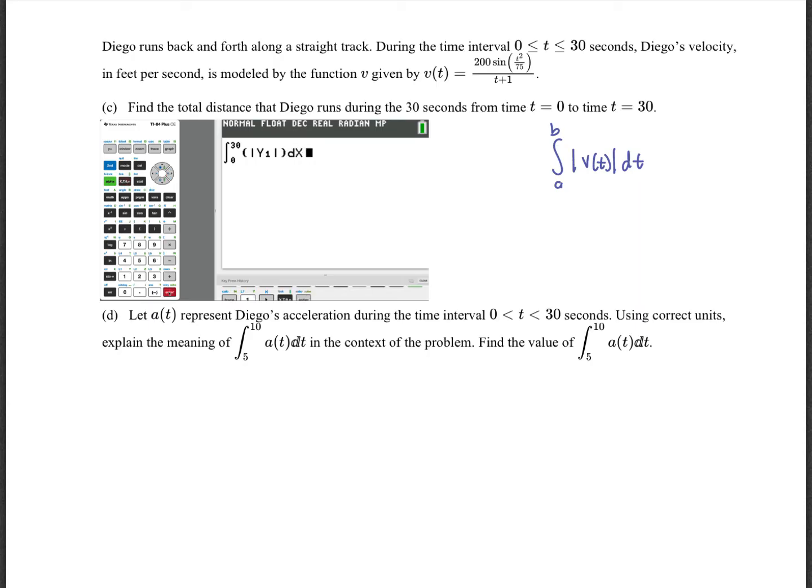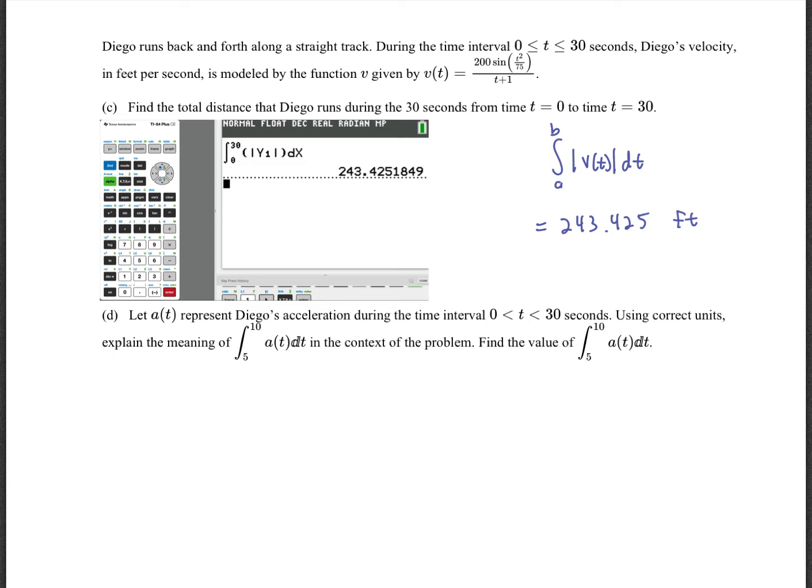Okay, and that's it. It takes a little while sometimes when you're doing the integral of an absolute value. You see it's still thinking. And that's it. Okay, this is total distance, so this will be feet.